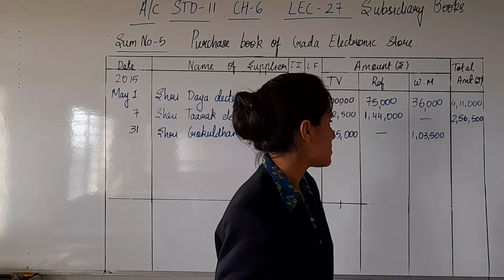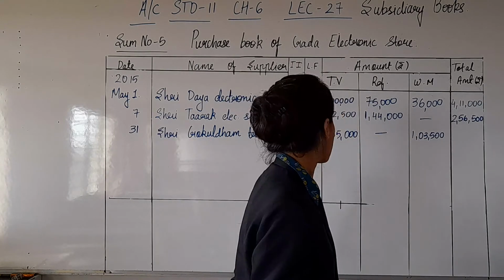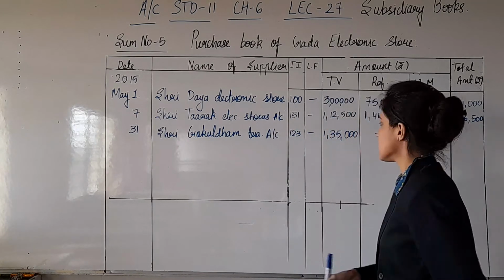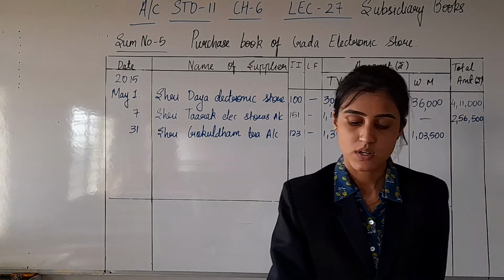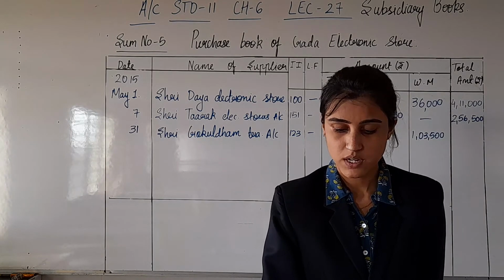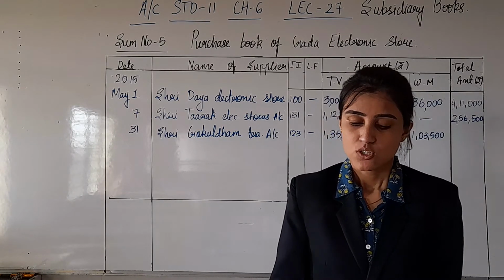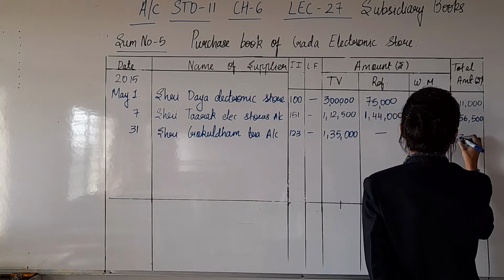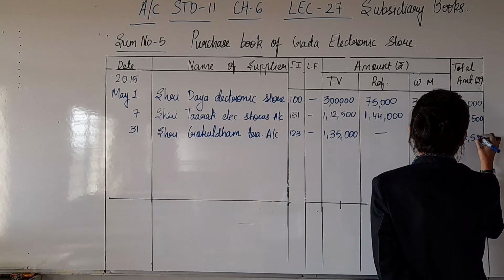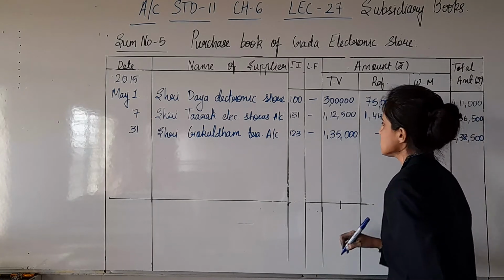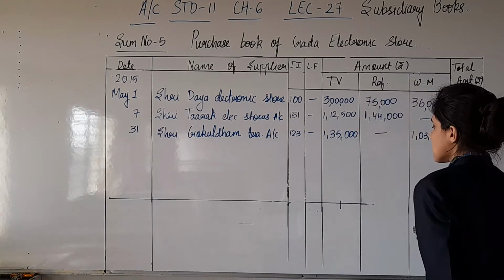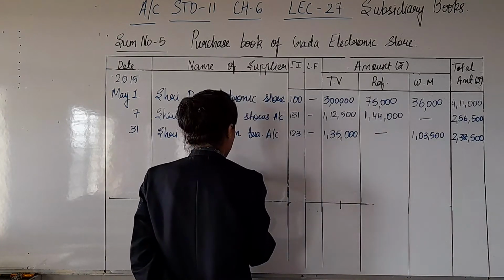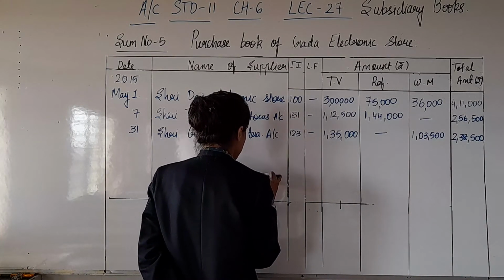So the total is 1,35,000 plus 1,03,500, 2,38,500. Yes, and that's all. The only step left is of total. So let me write down the total here.